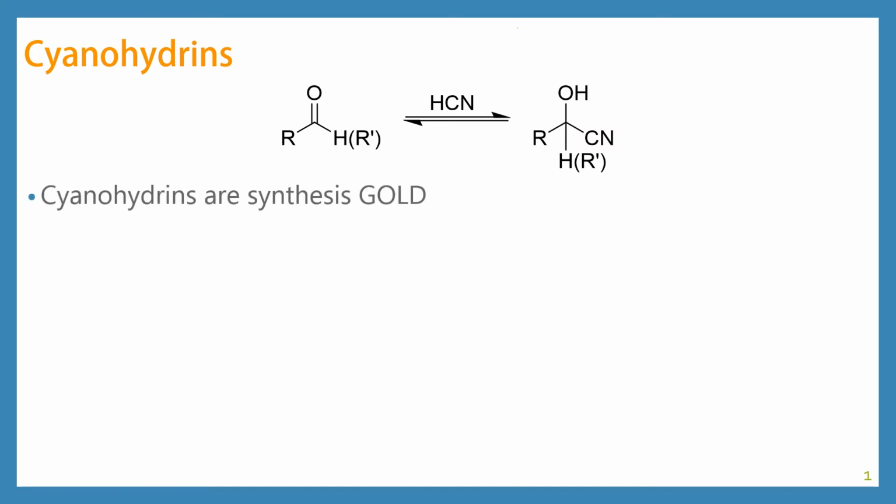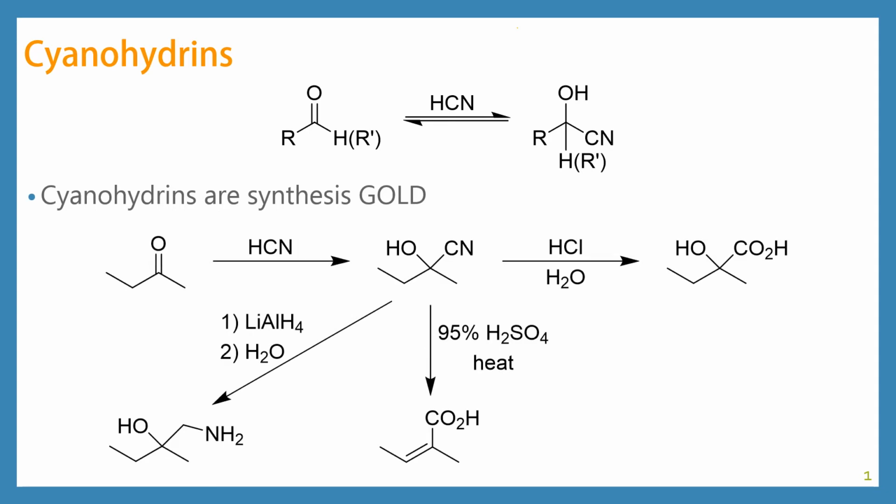Therefore, cyanohydrins are synthesis gold. If you can make a cyanohydrin, you have a lot of options that can come out of that. So here are just a couple examples. By taking 2-butanone and reacting it with hydrogen cyanide, we can form a cyanohydrin. The cyanohydrin can be reacted with a strong acid in water to hydrolyze the nitrile into a carboxylic acid. And notice the hydroxyl group is untouched. This gives us what is called an alpha hydroxy acid.